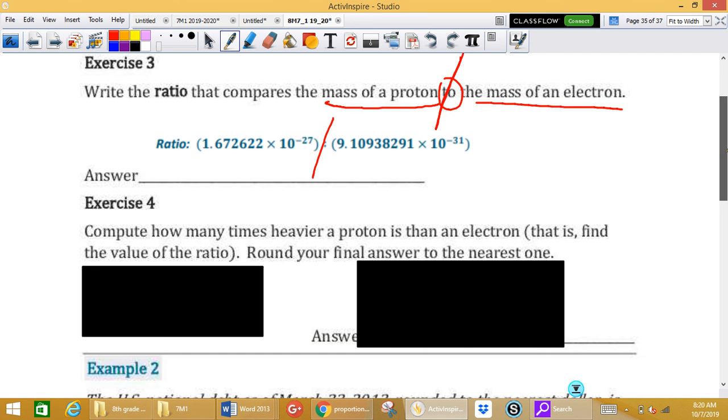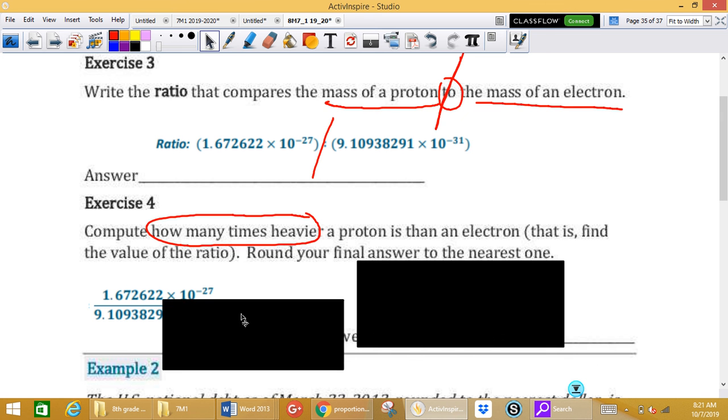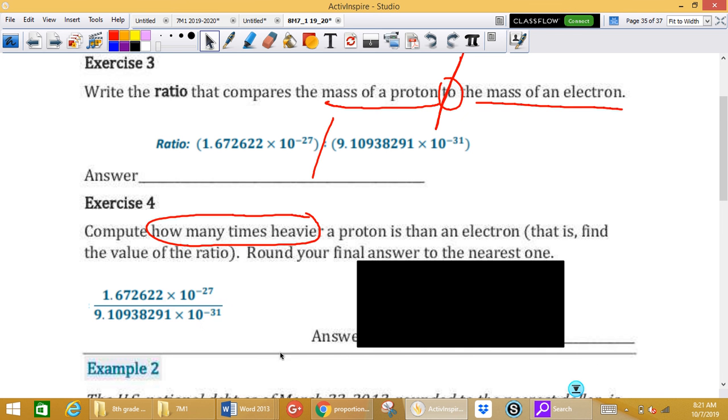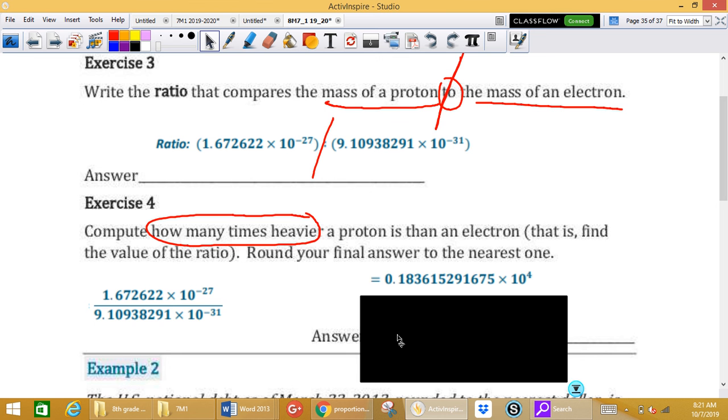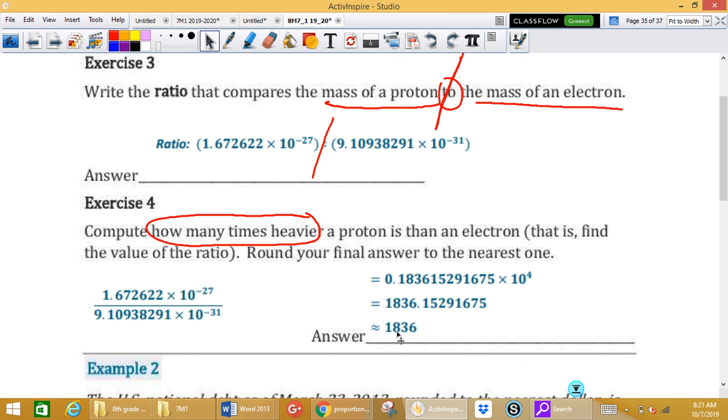Compute how many times heavier a proton is than an electron. That is, find the value of the ratio. So now we're going to divide. So I'm going to divide those two. So we put it in our calculator, and we wind up with approximately 1,836 times heavier.